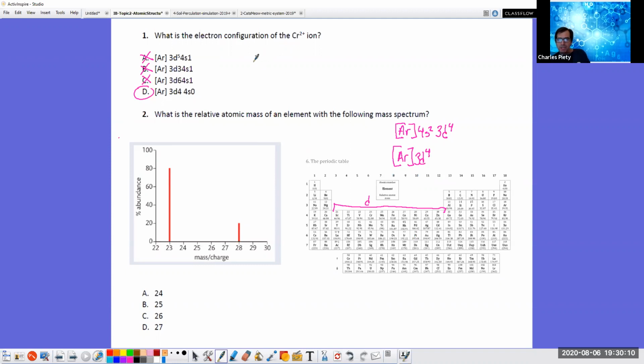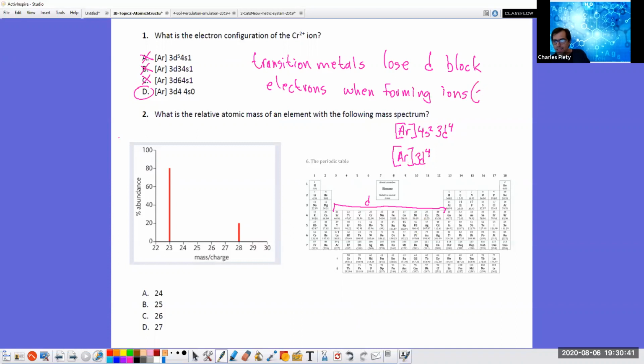The important thing to remember here is that transition metals lose D block electrons when forming ions, cations. Metals don't form anions. That's for another day.